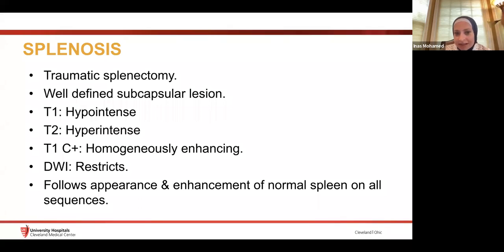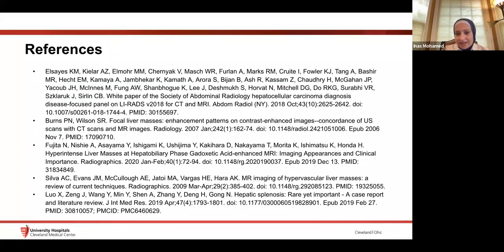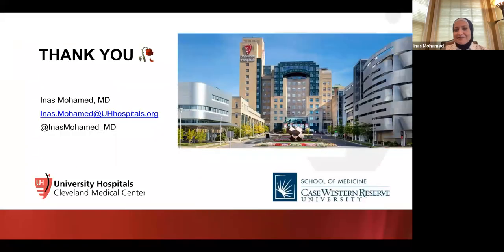In the liver it can be well-defined subcapsular lesions, T1 hypo to T2 hyperintense, homogeneously enhancing, restricts diffusion, and follows the appearance and enhancement of normal spleen on all sequences. These are my references, and that's it. Thank you.